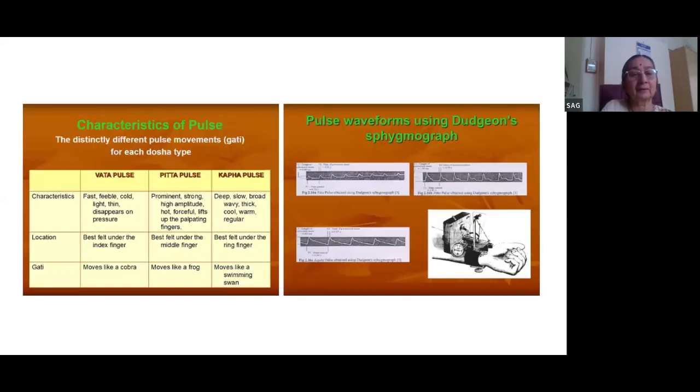Vata, Pitta, and Kapha have different characteristics and locations, and there are typically three gatis associated with these pulses. One is the Vata pulse, which moves like a cobra. I was shown the standard waveforms on the right side. The Pitta pulse moves like a frog, and Kapha moves like a swimming swan. The Nadi Vaidya feels that, and diagnoses whether it is Vata dominant, Pitta dominant, or Kapha dominant.